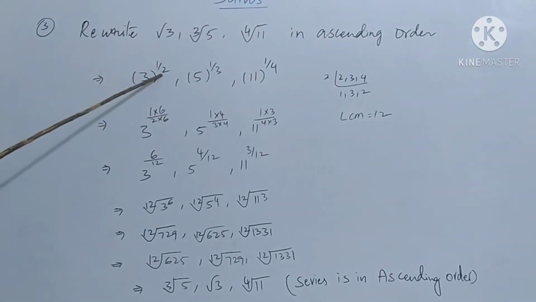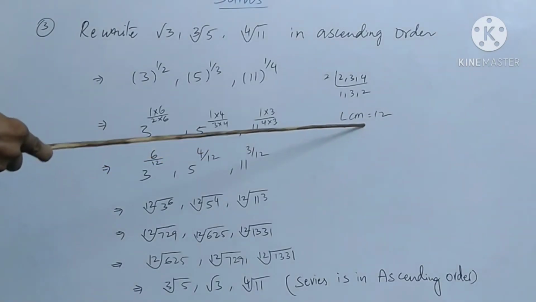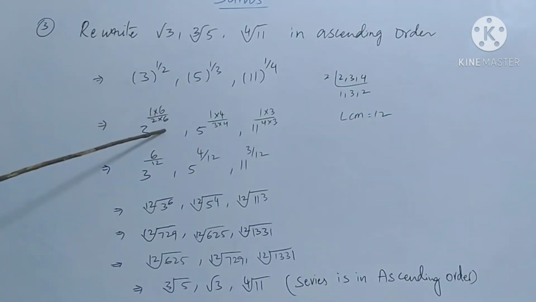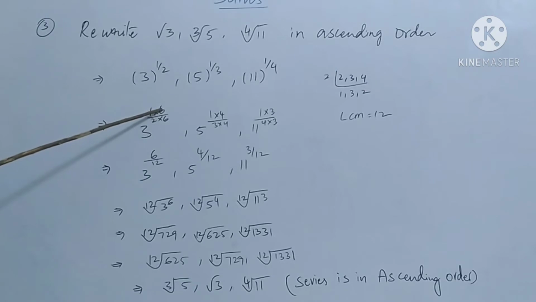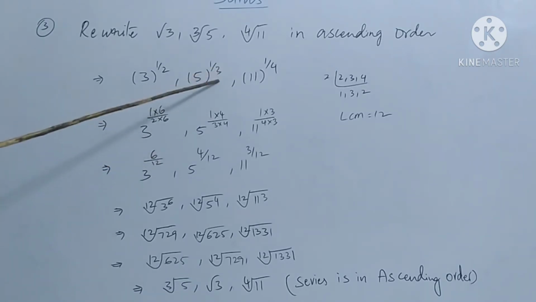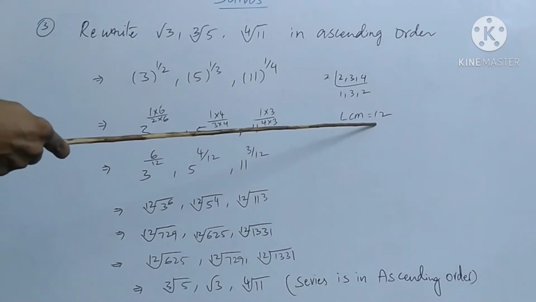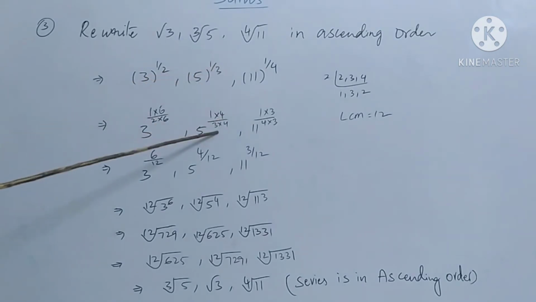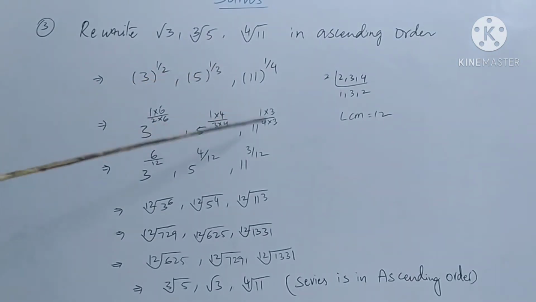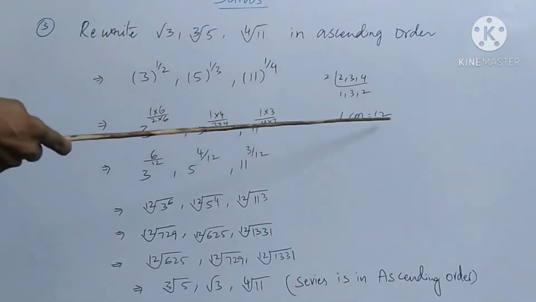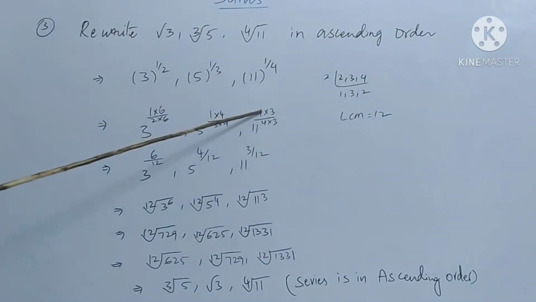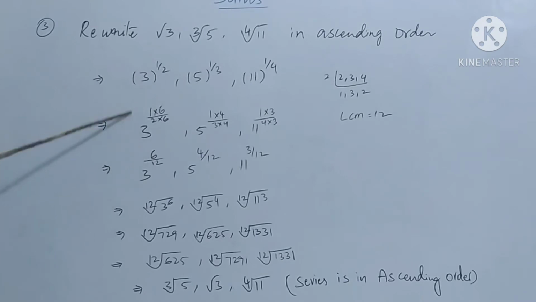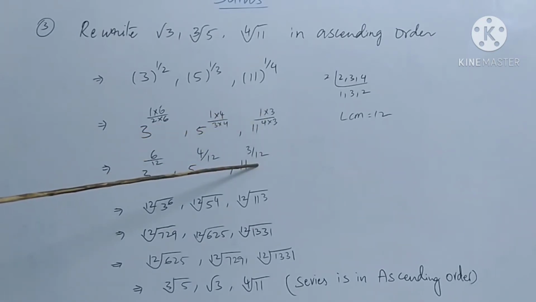Here, how many times does 2 divide 12? 6 times. So multiply by 6 and divide by 6, giving 3 to the power of 6. Next, how many times does 3 divide 12? 4 times. So multiply by 4 and divide by 4. Next, how many times does 4 divide 12? 3 times. So multiply by 3 and divide by 3. So the result is 3 to the power of 6 by 12, 5 to the power of 4 by 12, 11 to the power of 3 by 12.